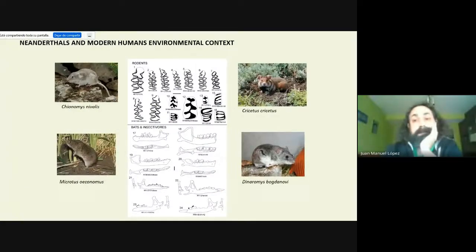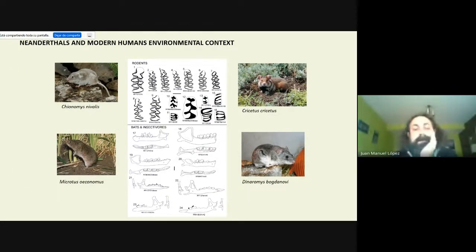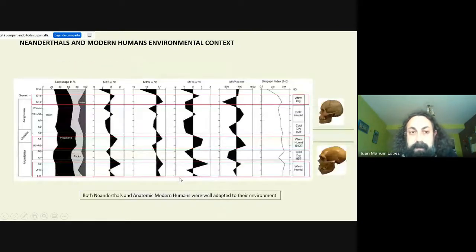The most interesting species in all this sequence are, for example, the snow vole, Chionomys nivalis. This here is a tooth. Cricetus is a hamster, this tooth here. Dinaromys bogdanovi is the next species, a Balkan vole. This is the Balkan vole. And for example, Microtus oeconomus is the root vole, that is this tooth here. And these are the drawings of different kinds of species of bats and insectivores that we identified.